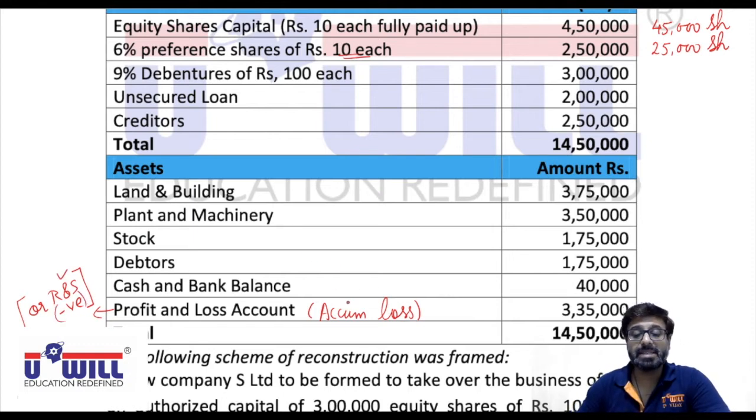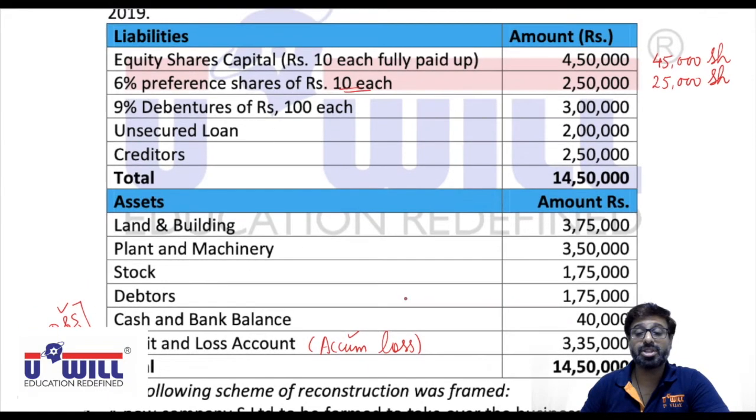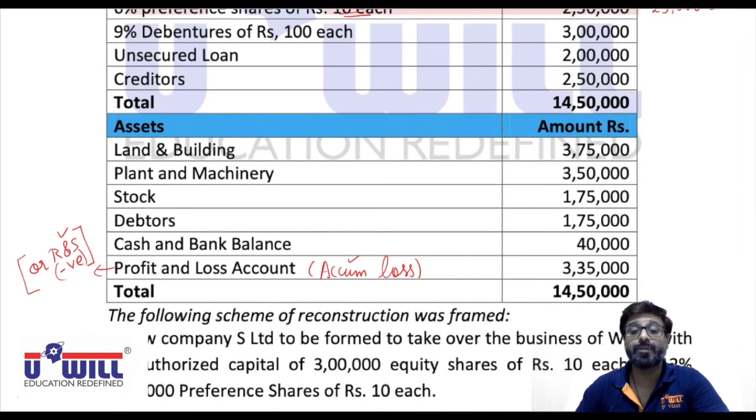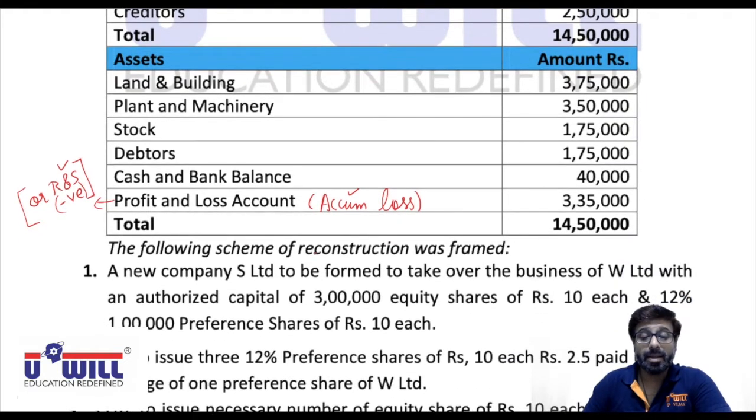Now, this is mainly a reason why the company may be going into external reconstruction, because presently the financial position is very big because of a loss of 3,35,000. So generally in such a case the companies go for external reconstruction. Now this word, the following scheme of reconstruction was framed. This indicates it's a question of external reconstruction.